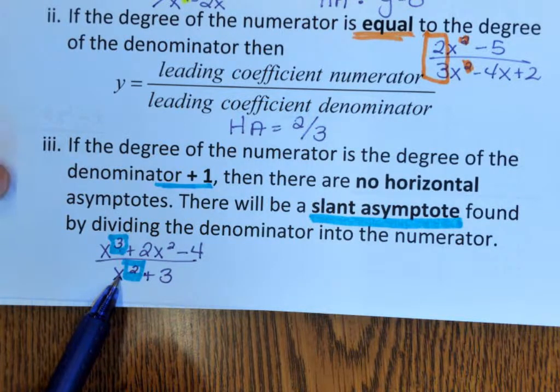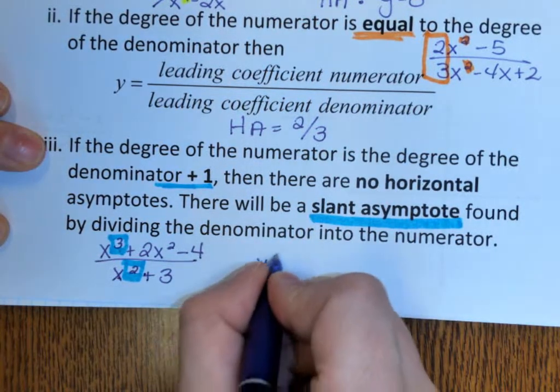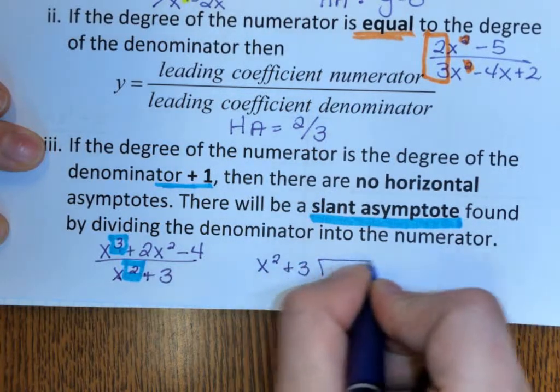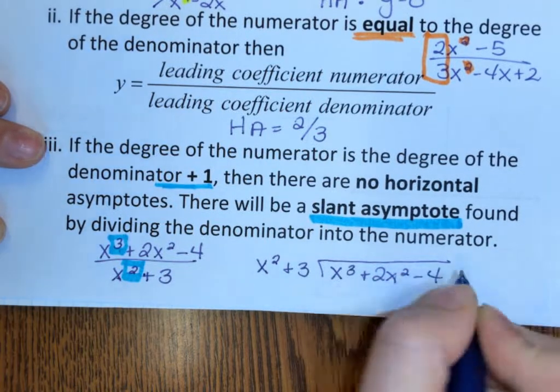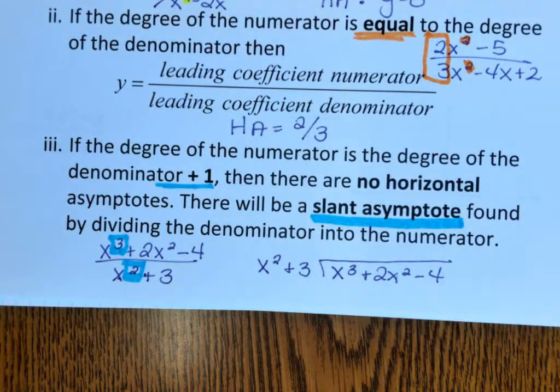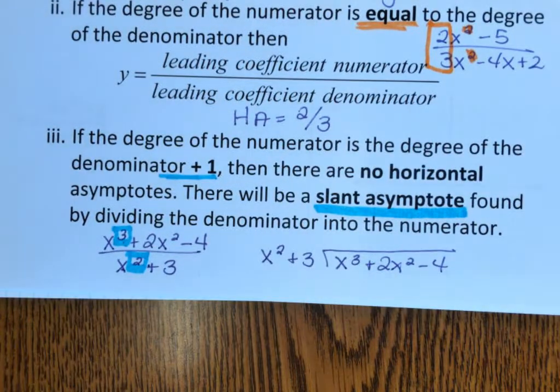divide that out. Literally what you're going to do is say x squared plus 3, and you divide it into x cubed plus 2x squared minus 4. It sounds a lot worse than it is. Don't worry, it really is not that bad. We're not going to do that right now, but we'll get to examples like that. Please, please, please do not freak out. If it is more than 1 greater, like the top is x squared and the bottom is 2, you are not going to have a horizontal or a slant asymptote.